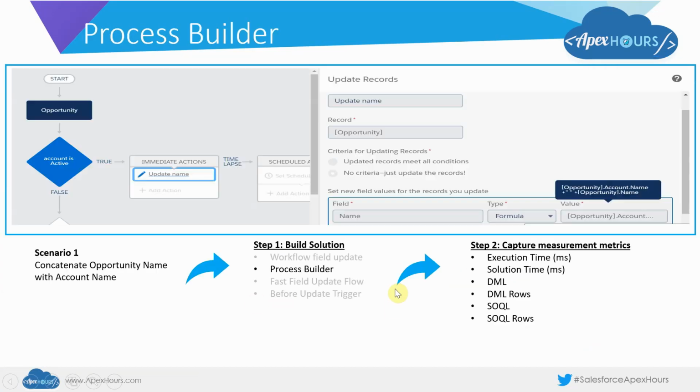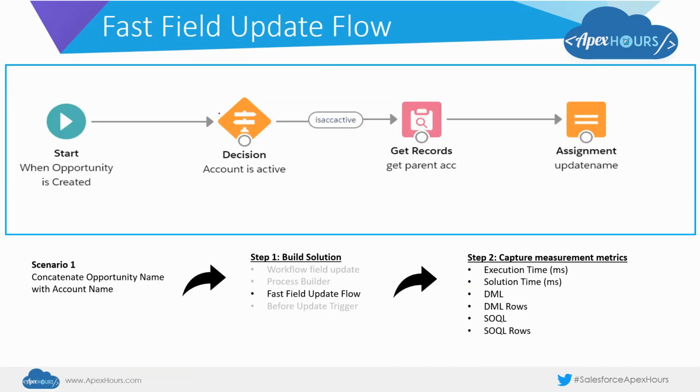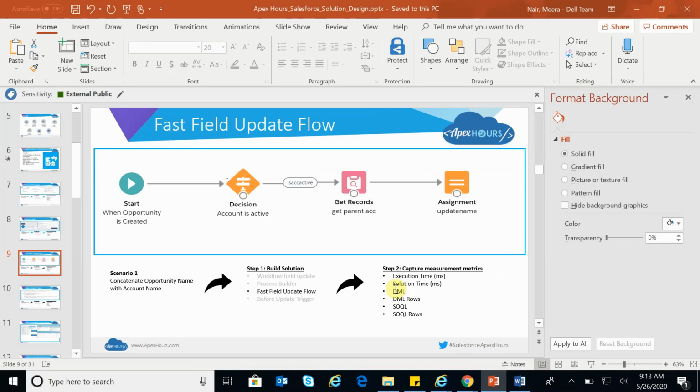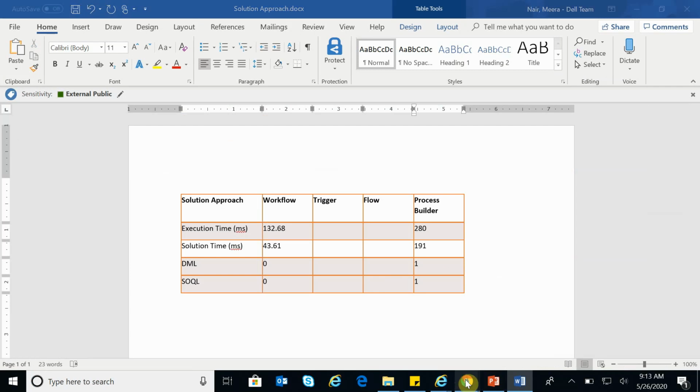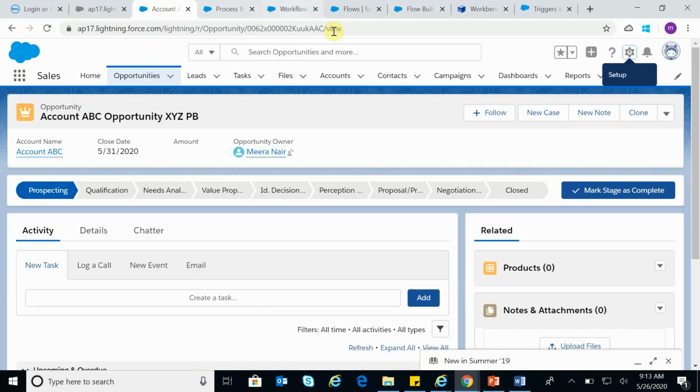Now let us go back to our presentation. Workflow field update we already covered, process builder we already covered. Next option is the flow, which is utilizing fast field update. Now, what is a fast field update? Let me open the corresponding flow.